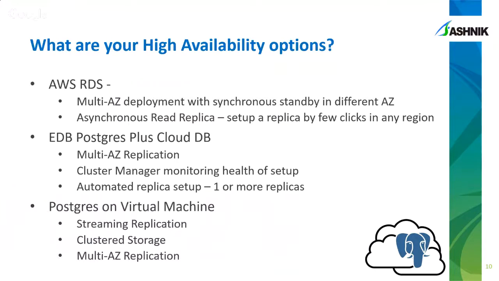Now, what are your high availability options when you're running, let's talk specifically about AWS. You have the capability of deploying your database service as a multi-AZ deployment. AZ stands for availability zone. In Amazon, you have the concept of availability zones, which exist per region. So in every region, there can be two or more availability zones.